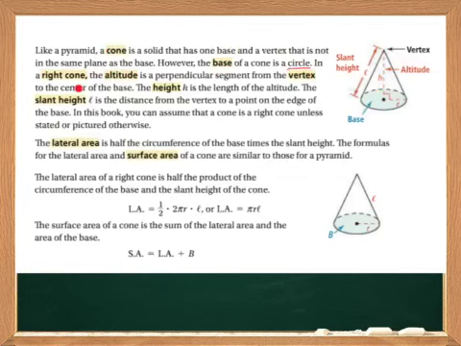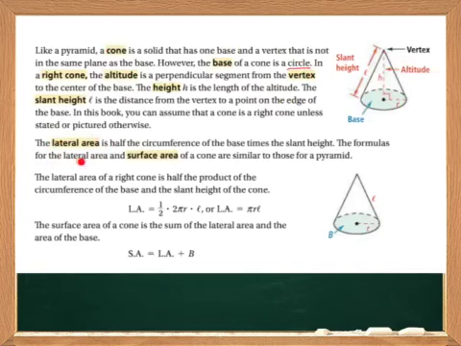In a right cone, the altitude is the perpendicular segment from the vertex to the center of that circle, the center of the base. The height is the length of that altitude. The slant height is, again, going to be represented by L, and it's the distance from the vertex to any point on the circumference of the circle. We're going to, again, assume that it's right unless stated otherwise.